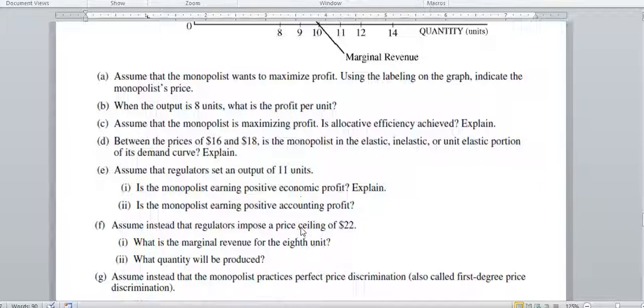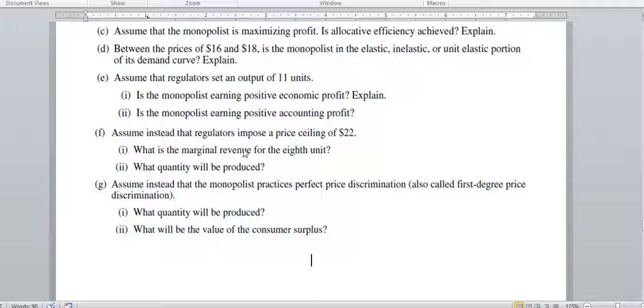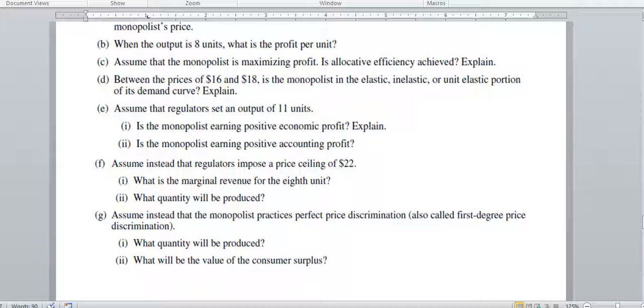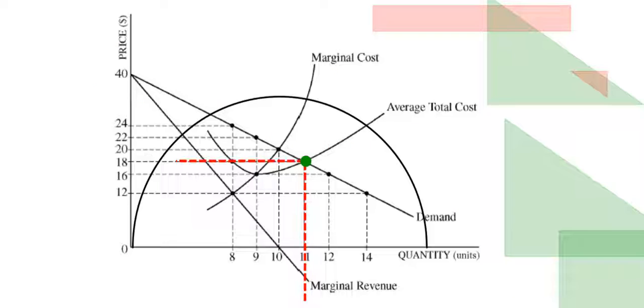Let's see, what else? Assume instead that the regulators imposed a price ceiling of $22. What is the marginal revenue for the 8th unit, and what quantity will be produced? This is tricky. So if there is a price ceiling put into place, then the price becomes marginal revenue. It just becomes a flat line. So we can come back here and say, okay, here is going to be the price ceiling. And we're going to produce a quantity of 9.